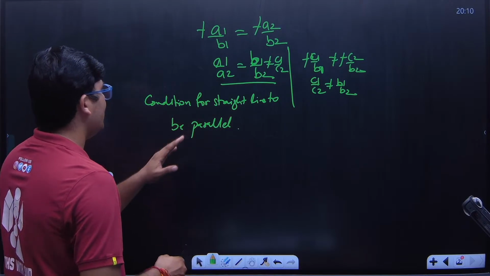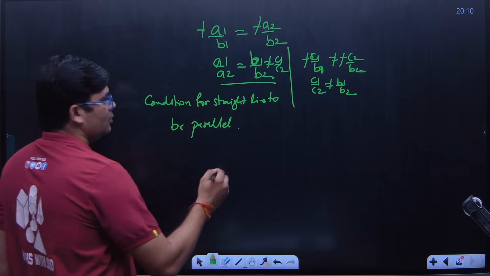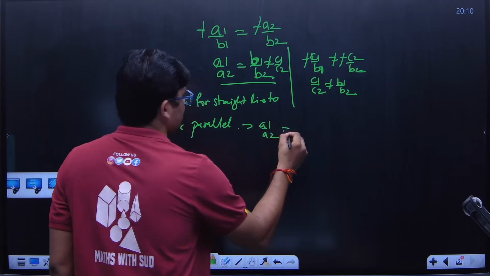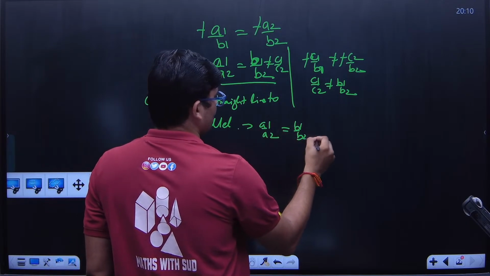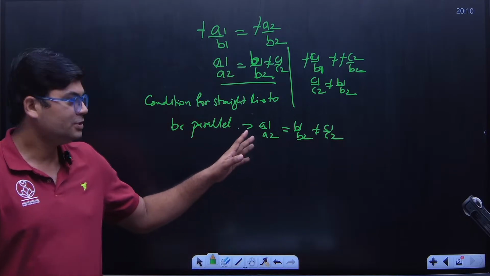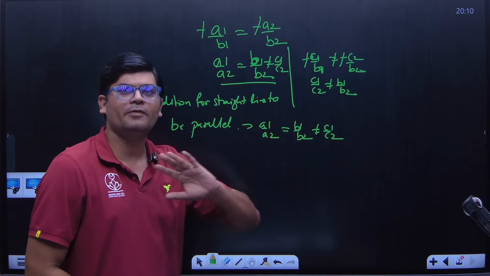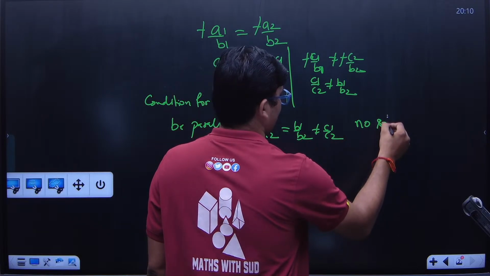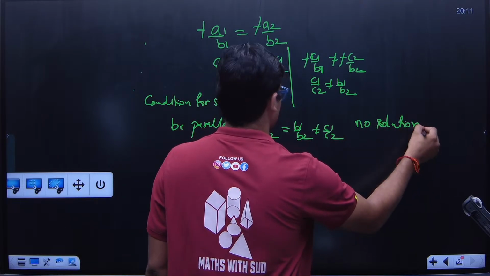Condition for straight lines to be parallel. What is the condition? We say that a1 upon a2 is equal to b1 upon b2 but is not equal to c1 upon c2. Such lines are parallel, there will not be any solution. So we will say that it has no solution.